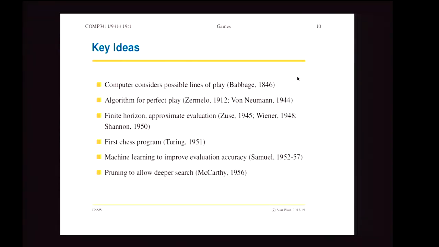Turing actually kind of published the first chess algorithm in 1951, but he actually was working on it earlier, as early as 1936. And machine learning, well, Samuel worked on checkers. He worked for IBM. He introduced a lot of ideas, but particularly that was where machine learning was first introduced into game playing. And the alpha-beta pruning was introduced by John McCarthy, one of the sort of original guys from the 1956 Dartmouth conference.